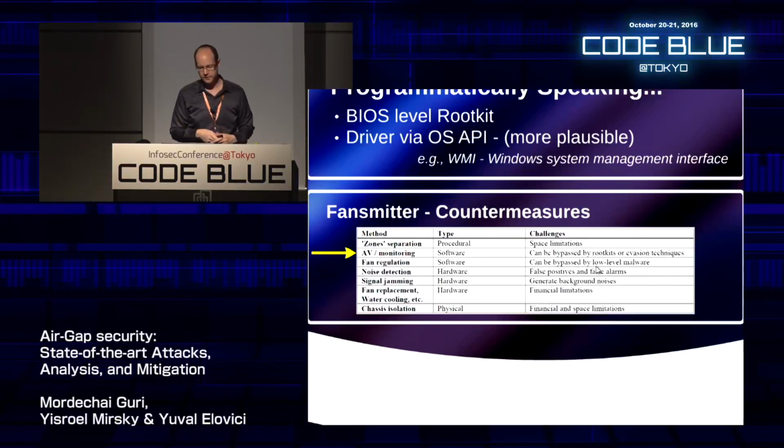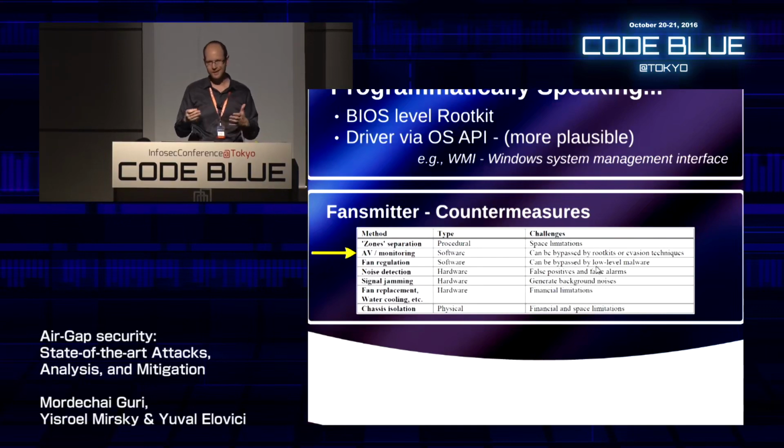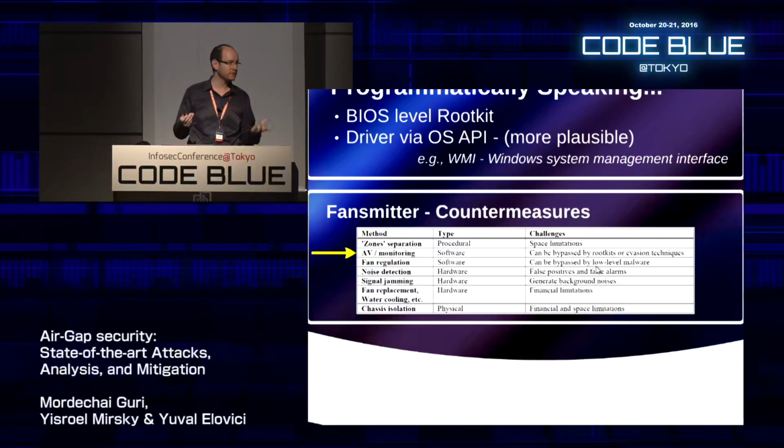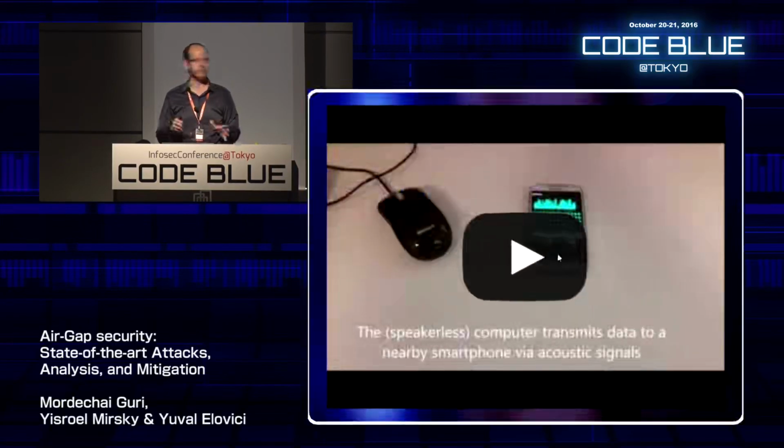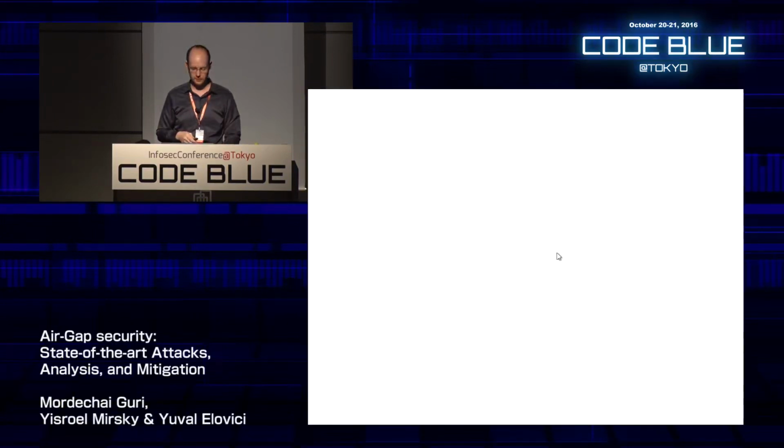So countermeasures, like before: zone separation, antivirus monitoring, you can try and regulate fan speeds, and noise detection to try and detect these attacks. You can replace the fans with a cooling system such as water cooling, and you can try and put in insulation to mitigate the noise.